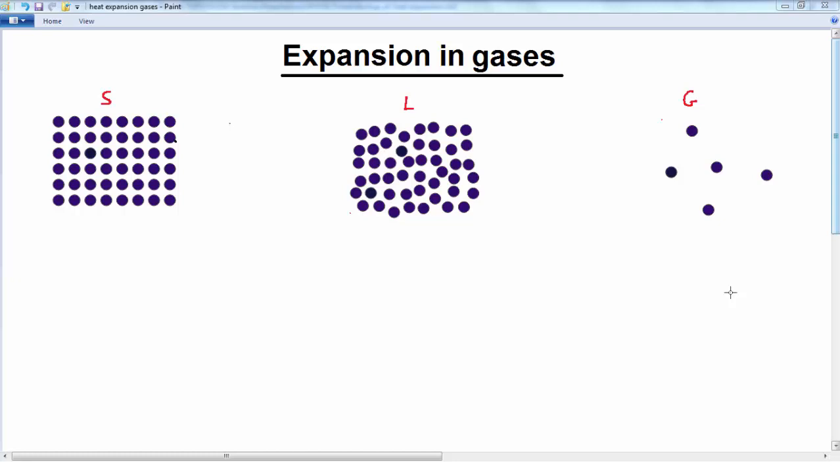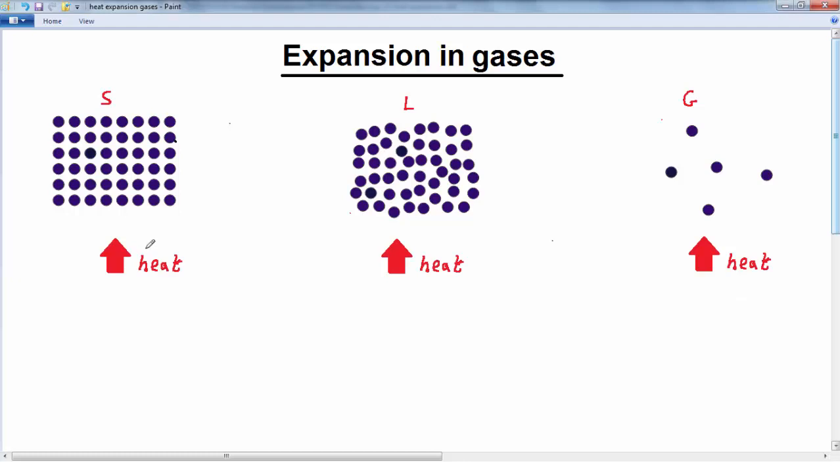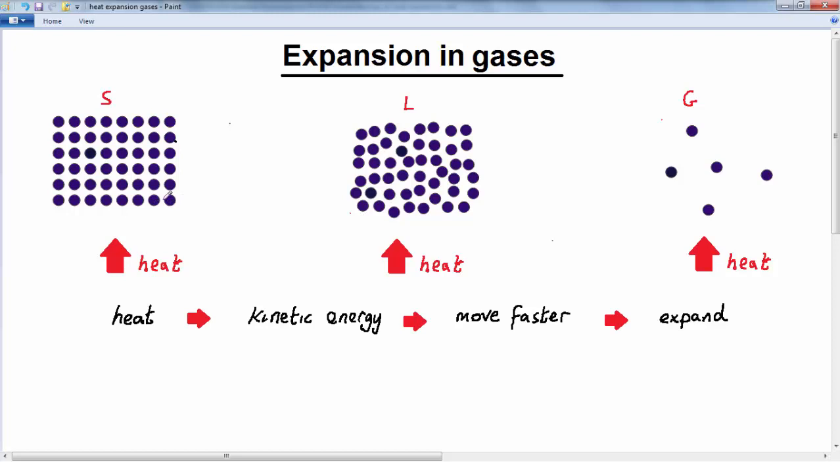In this lesson, we're going to look at the thermal expansion of gases and compare that with the thermal expansion of solids and liquids, which we've already looked at. Let's just remind ourselves what happens when we heat either a solid, liquid, or a gas. When heat is supplied to any of the three states of matter, the particles present in each state will acquire more kinetic energy. That means that the particles will move faster, and as a result of them moving faster, they will expand. So this will happen whether the substance is a solid, liquid, or gas. When heat is supplied, when the temperature increases, there will always be an expansion and the volume will increase.